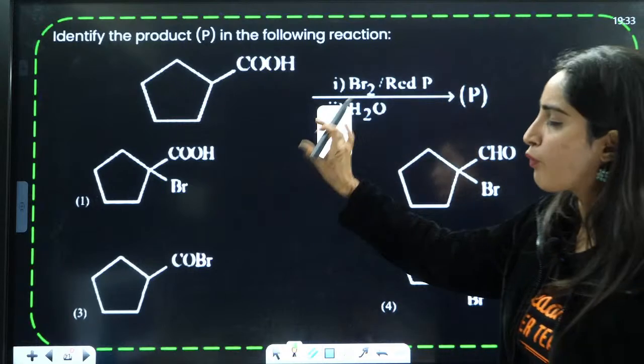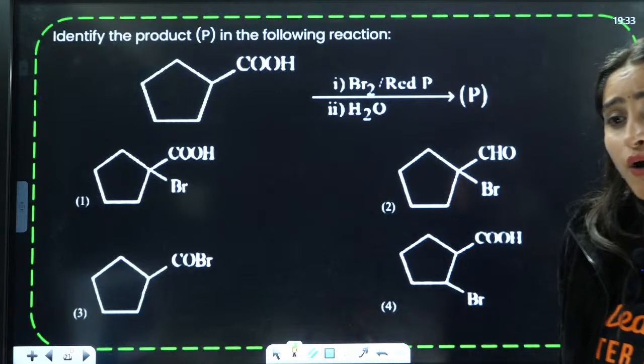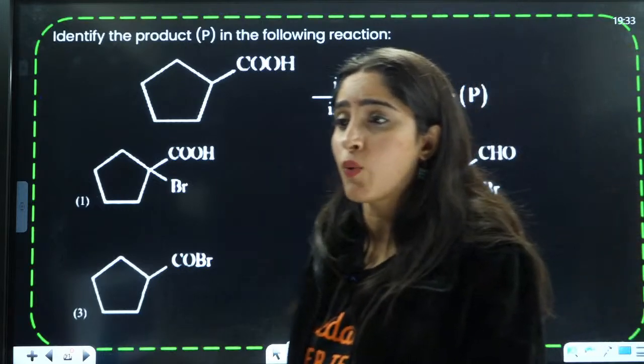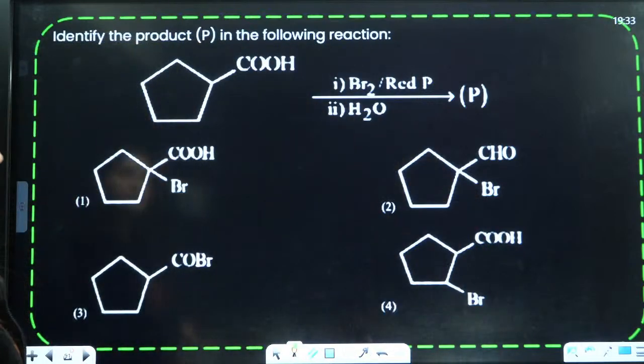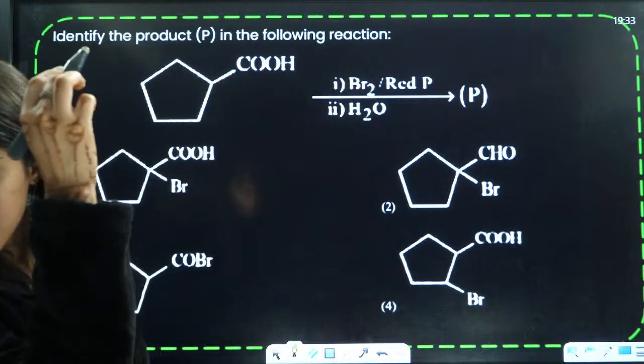Easy. Tell me what is the name of this reaction. Very simple, very easy. I'll give you a hint here. This is the reactant, this is the product. This is Br2, red phosphorus, water. What will be the name of this reaction? I want to see it in the chat box.